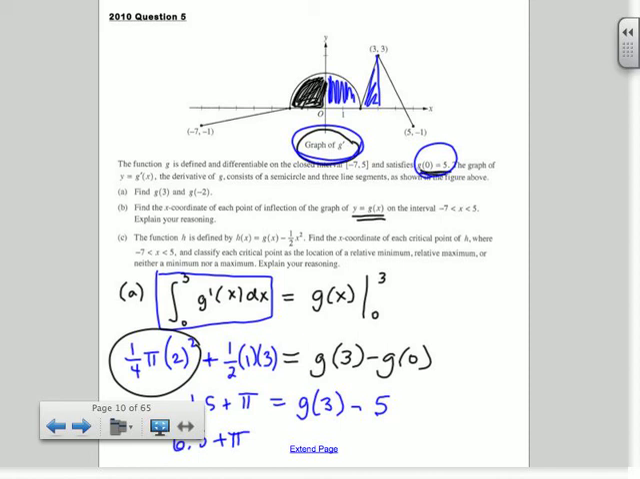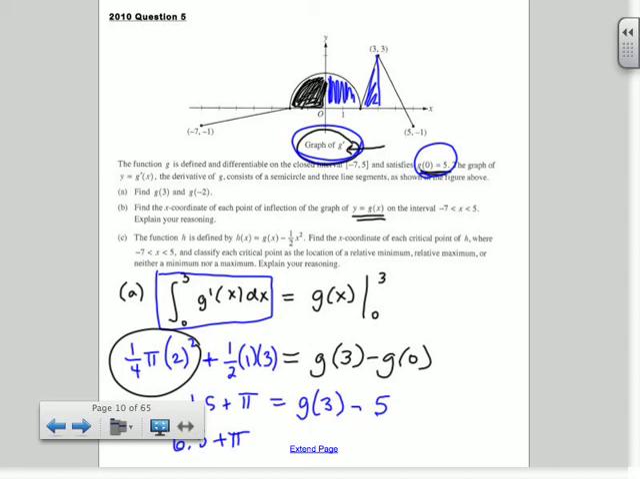So we need to look at this graph of G prime. What are we trying to find on the graph of G prime? What are we looking for? Not concavity, because this is G prime. So the slope, right? Does that make sense? Because we're trying to find G double prime, which would be the slope of G prime. So we're looking at the slope.